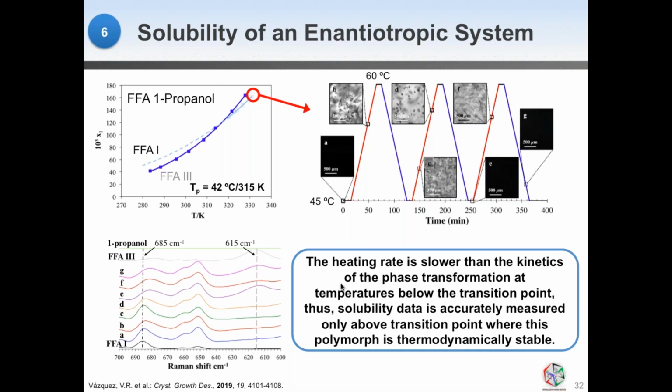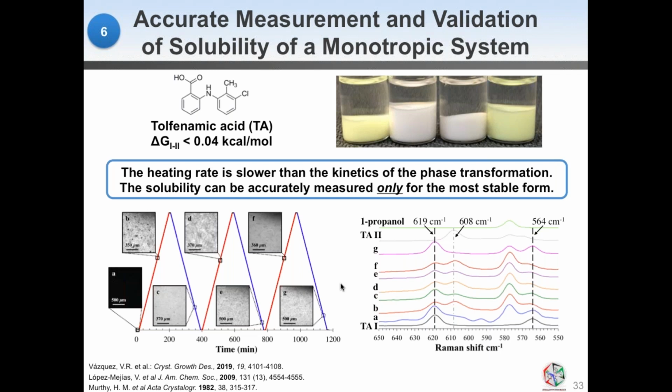A similar aspect can also be reported for a monotropic system, tolfenamic acid, where the energy difference between form one and form two is very small. So we can conclude that the solubilities are relatively close to each other. And we can visually clearly distinguish between form one and form two here by these white and yellow type crystals. So any attempt to measure the solubility of form two resulted in solvent-mediated phase transformation towards form one, and we are not able to determine the solubility.